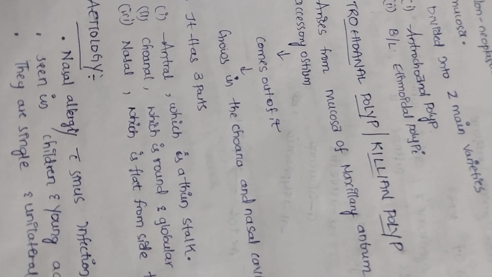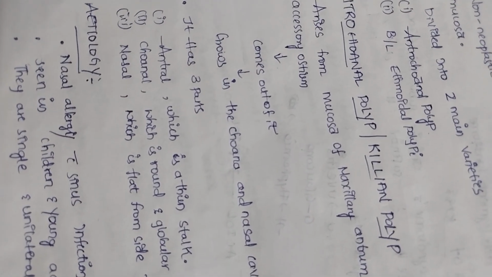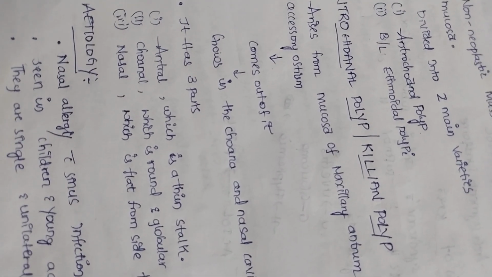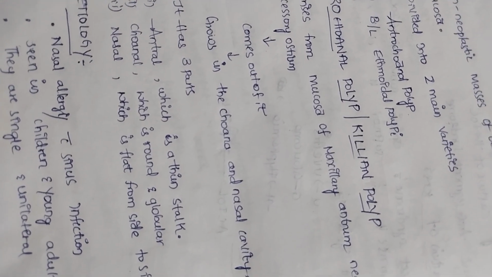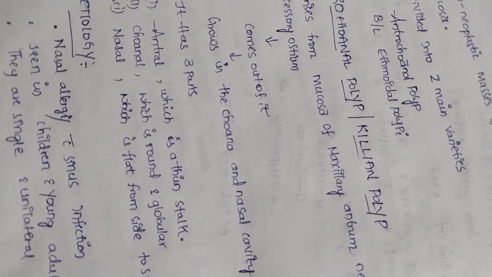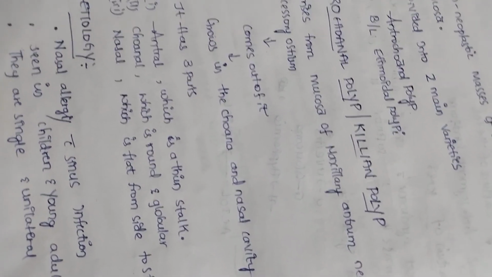It is a globular polyp. So it has three parts, as we said, it is an antrochoanal polyp. One is the antral part, which has a thin stalk, the choanal part which is round and globular, and the third one is the nasal part which is flat from side to side.